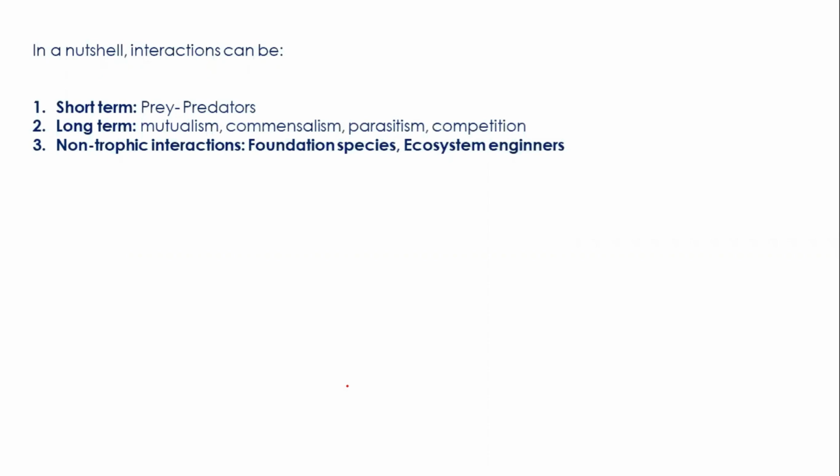The second is long term, where you can see mutualism, commensalism, parasitism, and competition. These all stay all the time among the different individuals, different species, different populations. So it's a kind of long term interaction. And then there is a third form of interaction, that is non-trophic interaction, for which a good example is the foundation species and the ecosystem engineers, where the relations are not based on prey predator or on mutualism, commensalism, but on the setup of the environment, which supports many organisms.